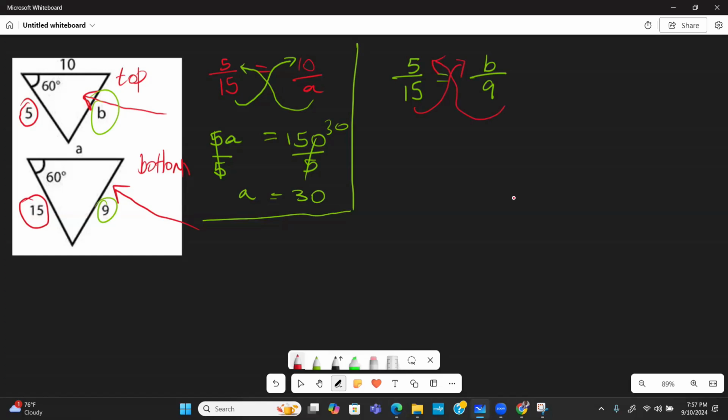Let's write it down. 15b is equal to 9 times 5. So 15b is equal to 45. Let's divide both sides by 15. And then we'll have b is equal to 45 divided by 15, which goes 3 times. So b is 3.